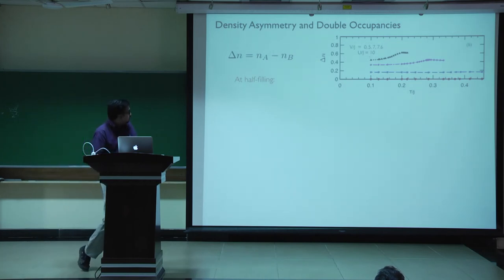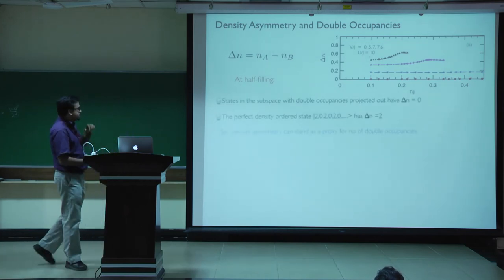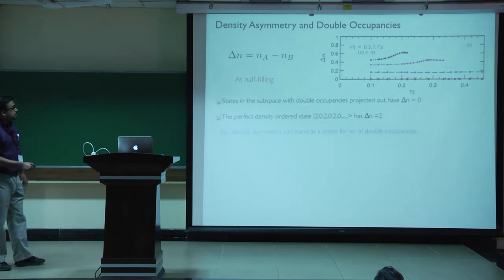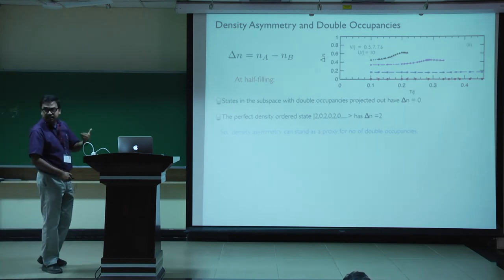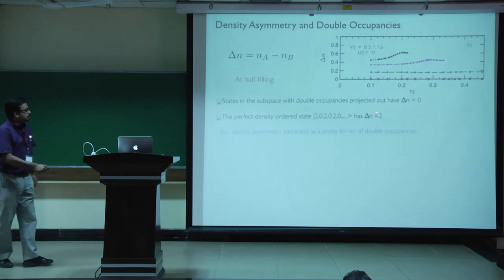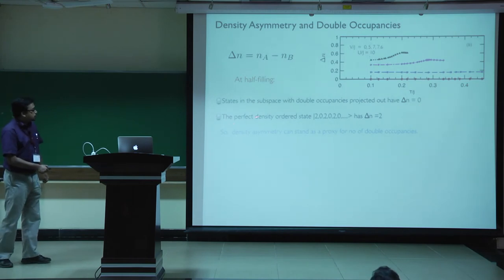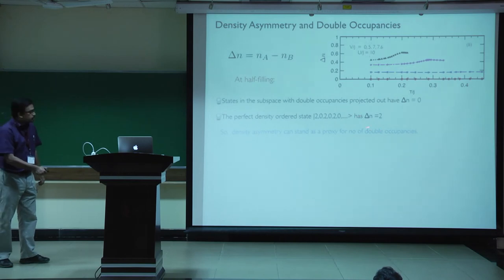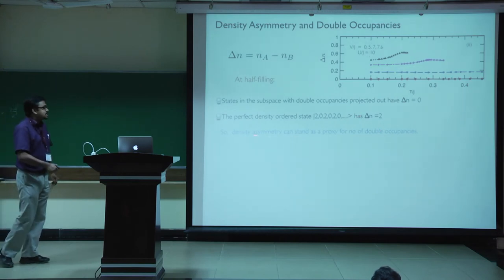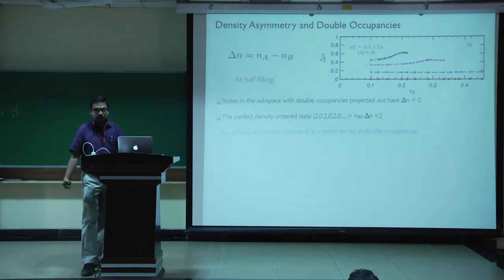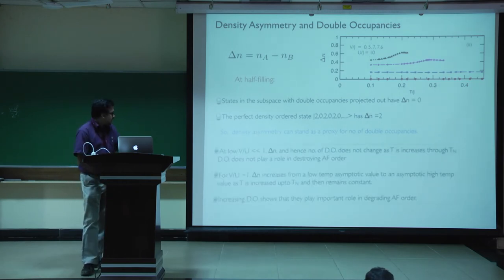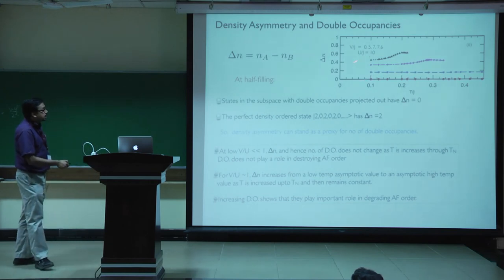And if you are at half filling, states in the projected subspace with no double occupancies should have delta N equal to 0, because every site A or B has N of 1. If you go to the perfect density ordered state, 2020, delta N is 2. So density asymmetry can stand as a proxy for the number of double occupancies as long as you are in the half filling limit. And what we see is the following.